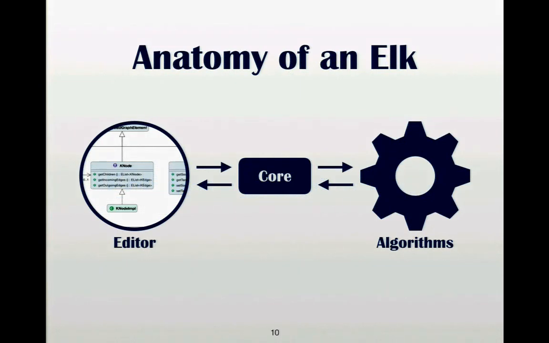Good. How is this thing structured? The anatomy of an elk. It might look a little different than in biology class. We have basically three components. The first is the core component, which is the infrastructure that connects everything. If you have a diagram editor, you would connect your editor to the infrastructure. If you're a layout algorithm developer, you'd connect your layout algorithm to the infrastructure.